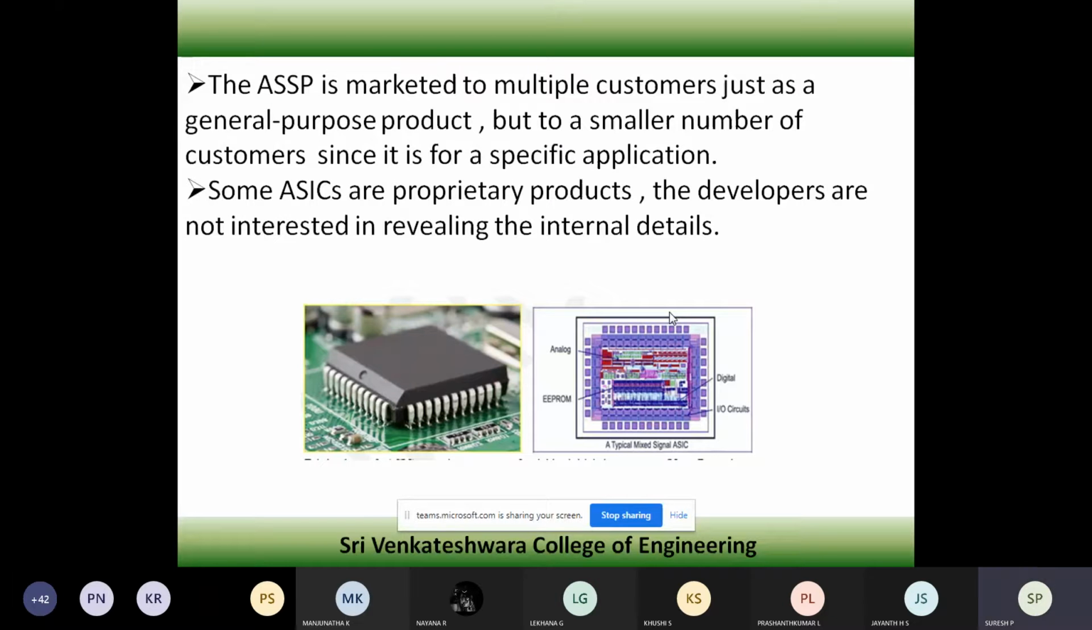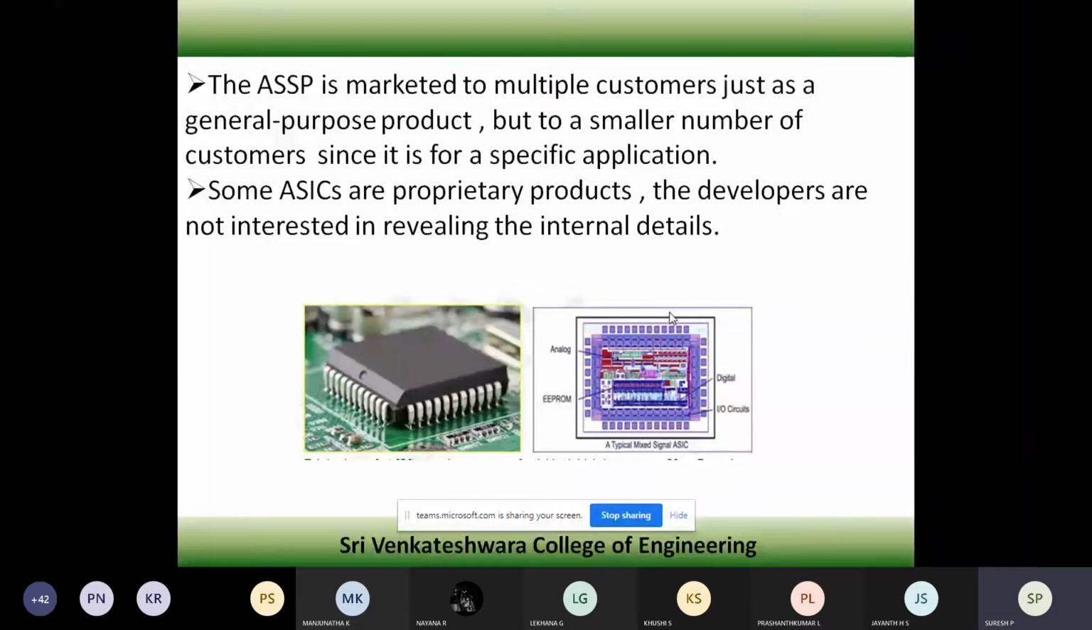Since you have designed that particular ASSP for a certain application, that product can be sold to a minimum number of customers. That's it. Now, whenever you have ASICs, they are proprietary products. What does proprietary mean? If person X invents and builds that particular circuit, he owns all the rights for that particular product.